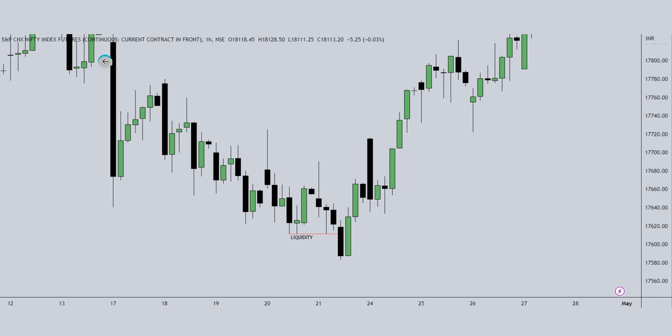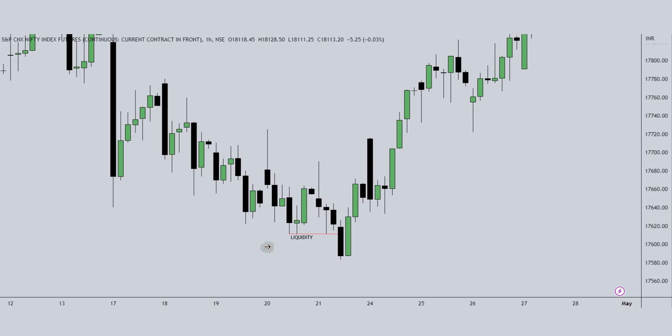I'm not going to complicate things and talk about market structure, but at this particular point, the market was going down. This was the fair value gap. This was us having a gap. Again, the market was going down, and again, when the market was continuously going down, it created an equal low.